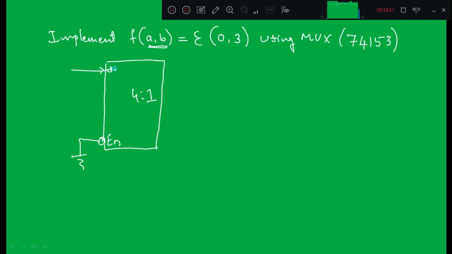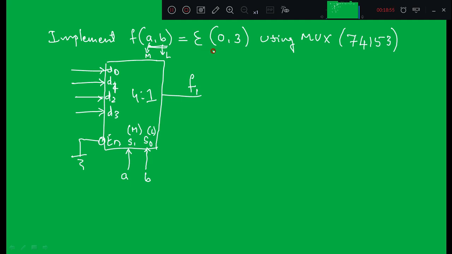Right, so we'll connect inputs, that is data lines, D0, D1, D2 and D3, and there are 2 select lines, S1 and S0. Right, so here S1 is MSB, S0 is LSB, and in the given function small a is MSB, small b is LSB. So we'll connect MSB to MSB, A is connected to S1, B is connected to S0. Since there is only one output, because I am using only one 4:1 mux in the 74153.